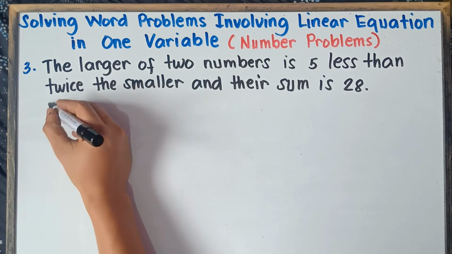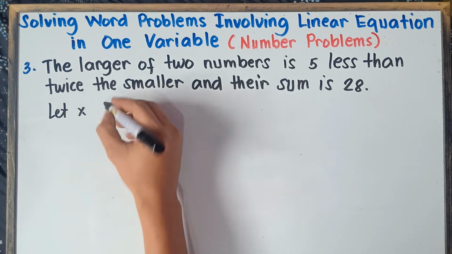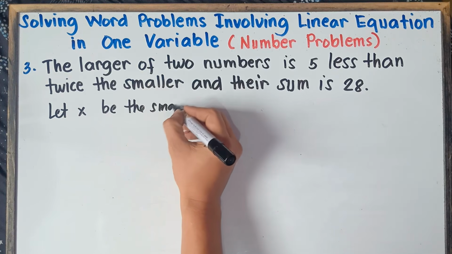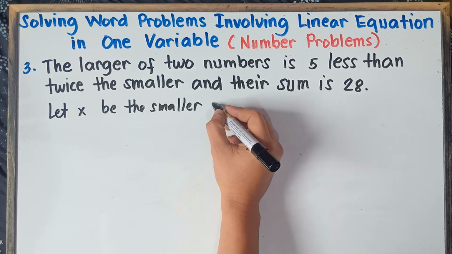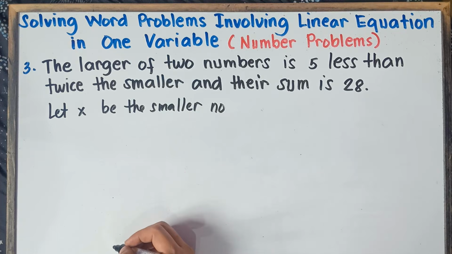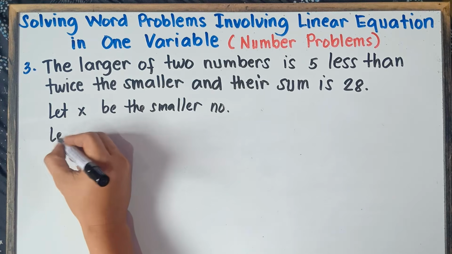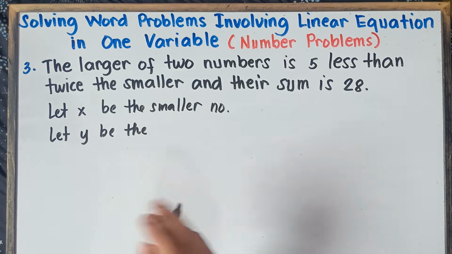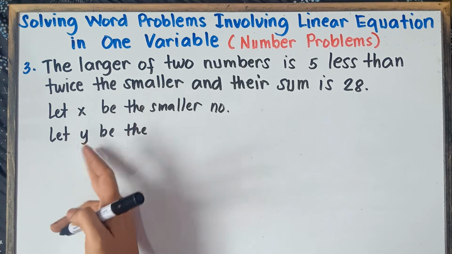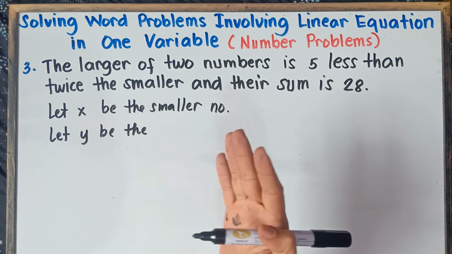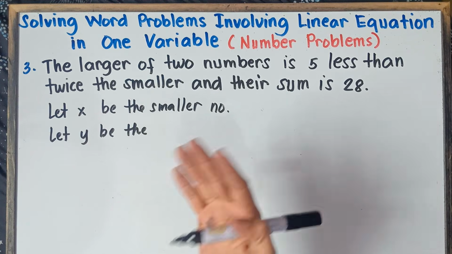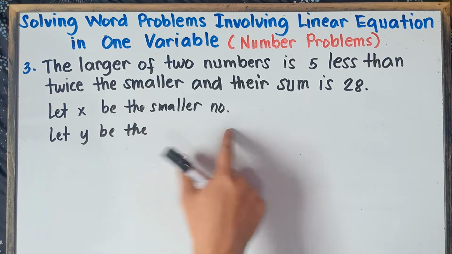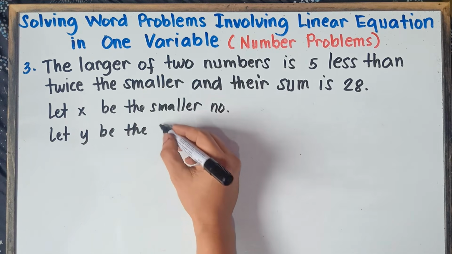So therefore, class, we let x be the smaller number. And then we let y be the larger number. Once again, class, we assume any variables x and y because we don't know what the smaller number is, and we don't know what the larger number is. So it must be different variables. So x for the smaller number and y for the larger number.